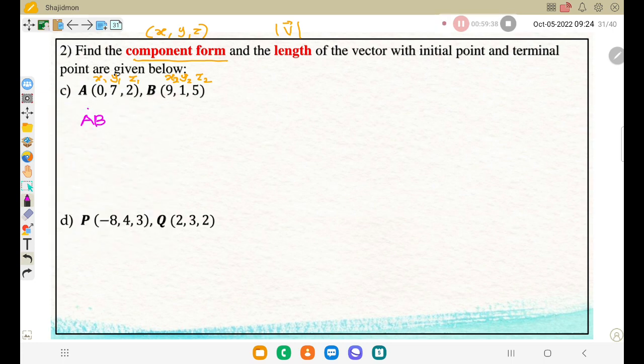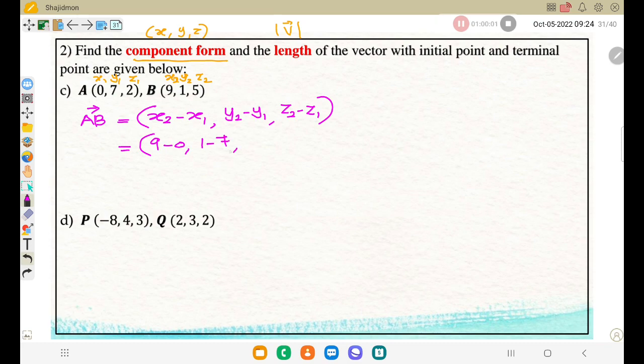Vector AB equals, so what was the idea? x2 minus x1, y2 minus y1, z2 minus z1, correct? Apply the numbers. What is x2 minus x1? 9 minus 0. y2 minus y1, 1 minus 7. z2 minus z1, 5 minus 2. So what will be the answer? 9 minus 0, 9. 1 minus 7, minus 6. 5 minus 2, 3. Okay.